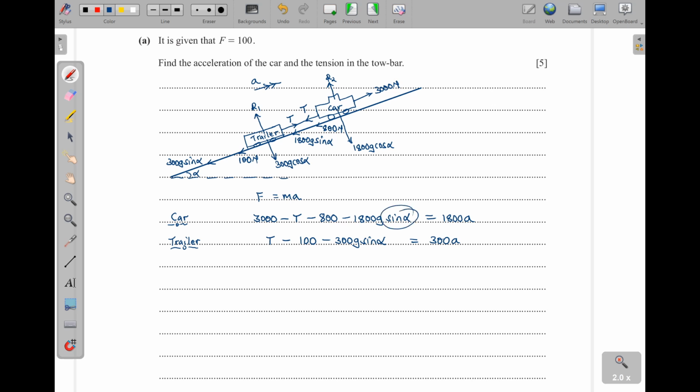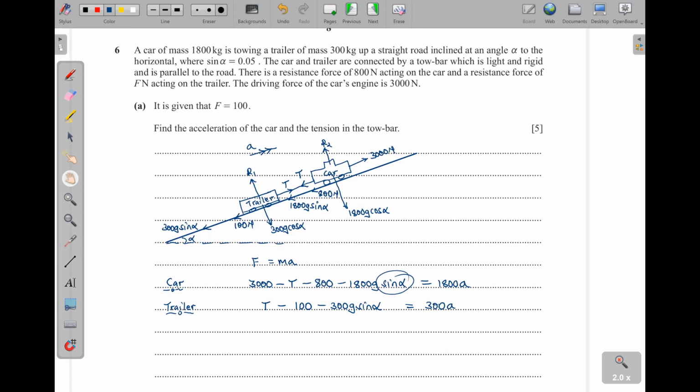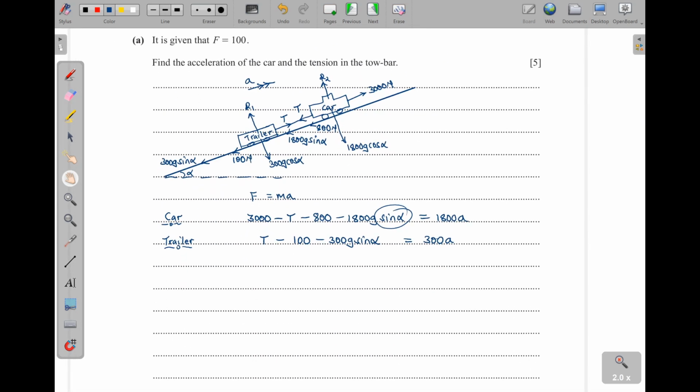We know sine of alpha, which is actually 0.05. They gave it as 0.05. We also know g as 10. So that means the only two unknowns we have are the tension and the acceleration. So to eliminate the tension, I'll just add these two equations, because this one is negative and this one is positive. When you add them together, it just disappears.